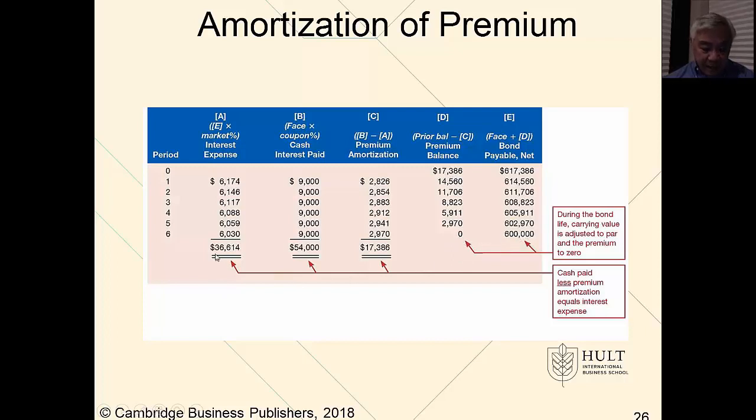We actually paid $36,000. The cash we paid was 54, and the premium that we got paid in addition to the face amount is 17, and that's how it all works out. That's an amortization of a premium bond.